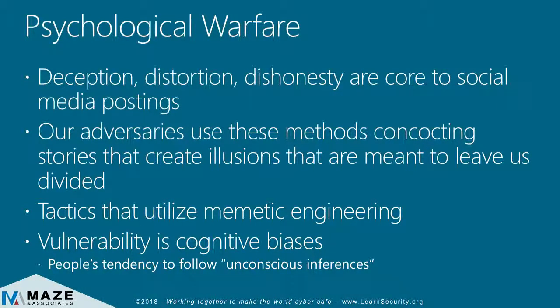If we're talking about a risk assessment, what's the vulnerability? The vulnerability is us, people, and the fact that we have a cognitive bias. What is a cognitive bias? It's just our tendency to follow our unconscious inferences. Let me put it a different way. We have a predetermined set of beliefs about the world and how it works, and we have a tendency to retweet or repost things that we agree with.